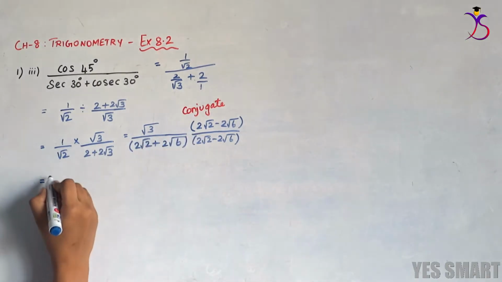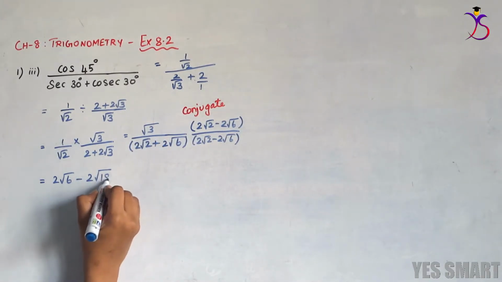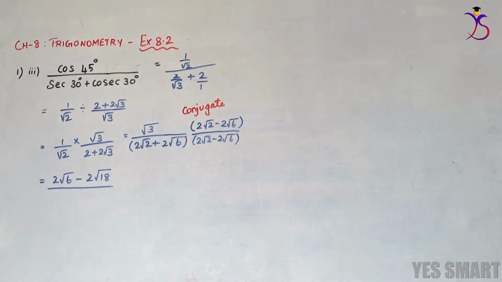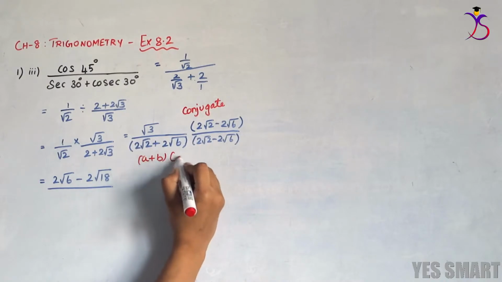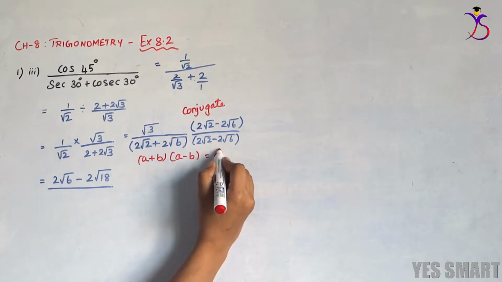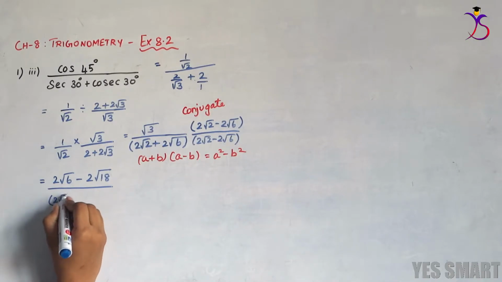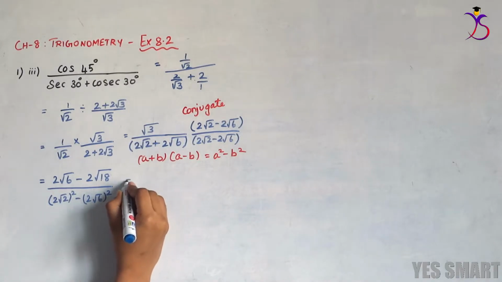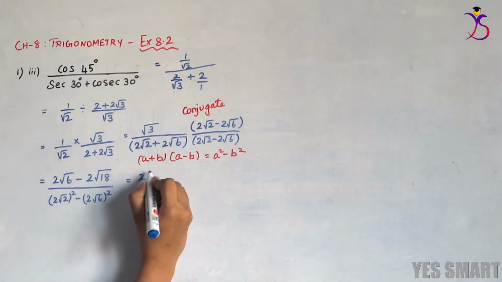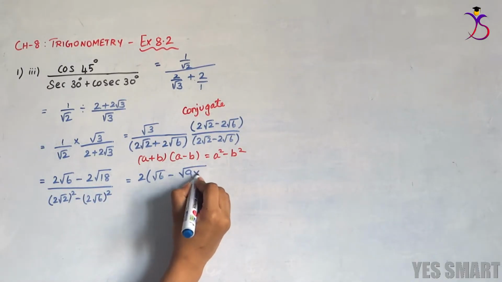Hence, on multiplying it, 2 into root 2 into root 3 is root 6 minus 2 into root 3 into root 6 is root 18. And the denominator is in the form of a plus b into a minus b equal to a square minus b square. Therefore, I am just using this identity and multiplying it. It becomes 2 root 2 the whole square minus 2 root 6 the whole square. In the numerator, I am taking the 2 as common. Therefore, it becomes 2 into root 6 minus this root 18. I am just splitting and writing it as 9 into 2.